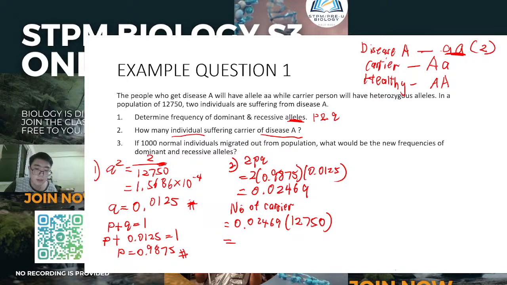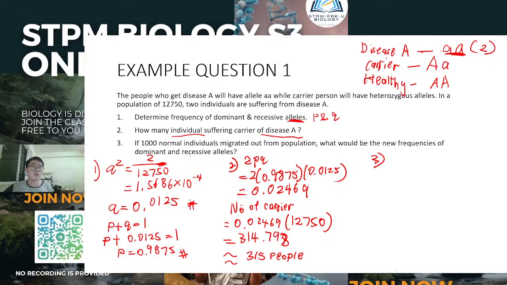0.02469 times 12750. Okay, then you will get 314.797 or so, and then you round it off, you will get 315 people. So in total, there are 315 people who are carriers for disease A. Okay, so is everyone clear about this question 2? I hope everyone is clear. Okay, next we proceed to number 3.